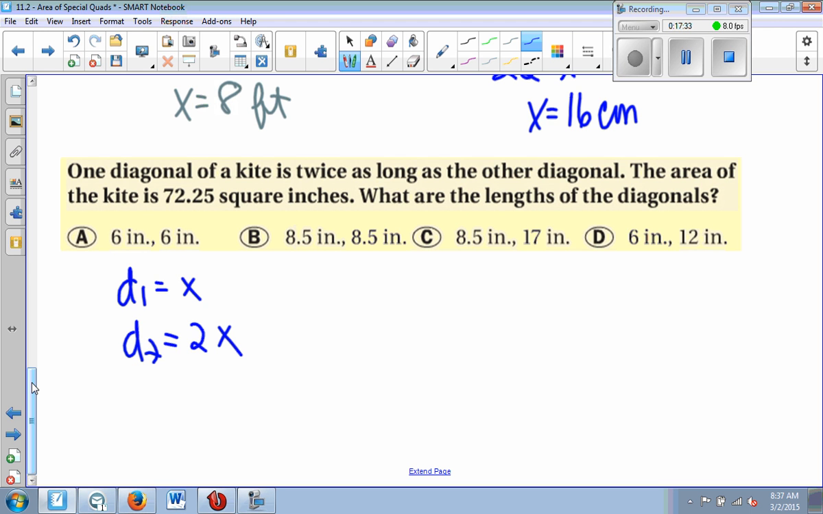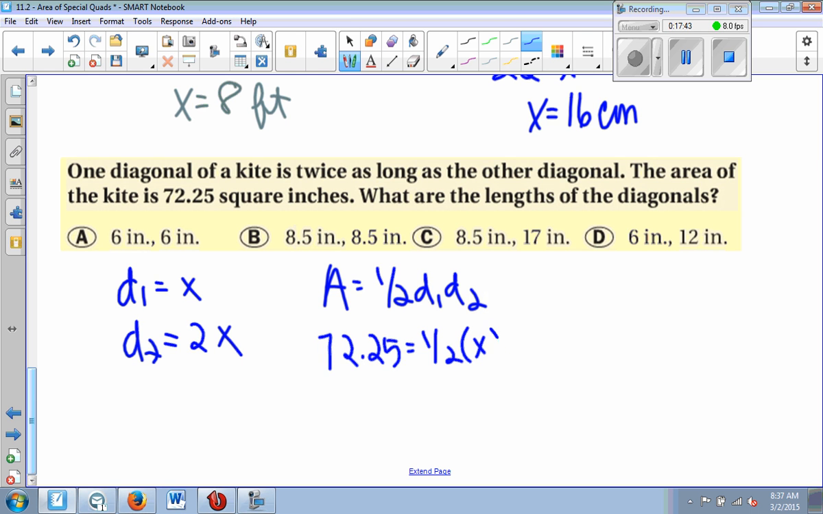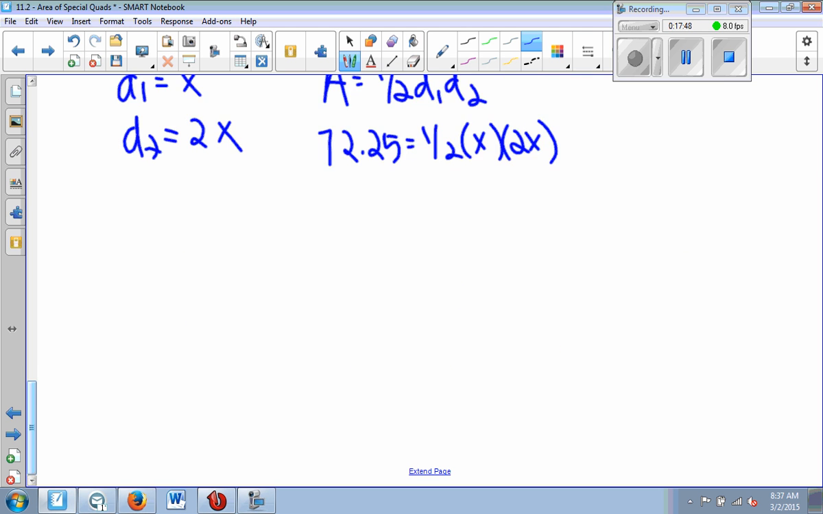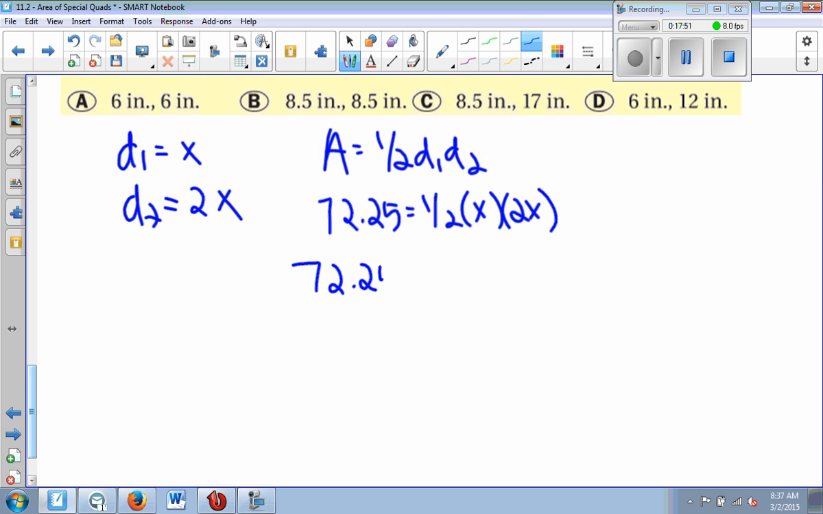So let's plug everything into the formula. Your formula for a kite is 1/2 diagonal times diagonal. So 72.25 equals 1/2 times x times 2x. The left-hand side stays 72.25. The right-hand side simplifies. 1/2 times 2 is 1, so this is just x times x, which is x squared. So in order to solve for x, all I'm going to do is take the square root. If I take the square root of both sides, I get x equals 8.5.